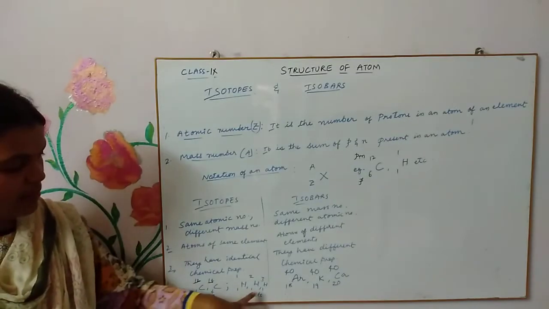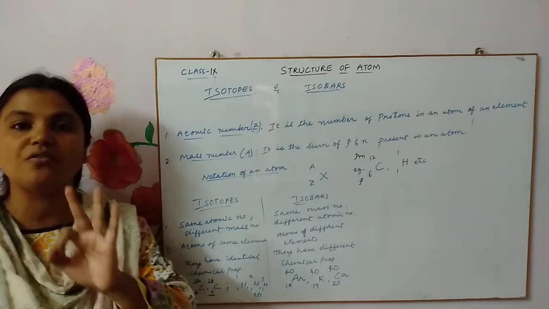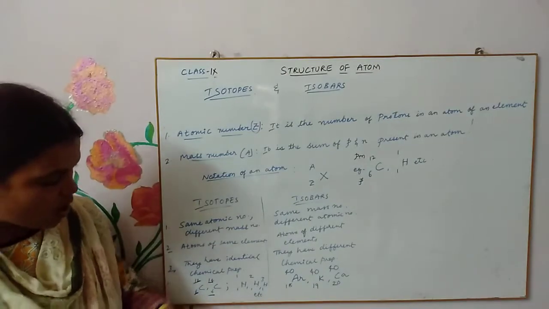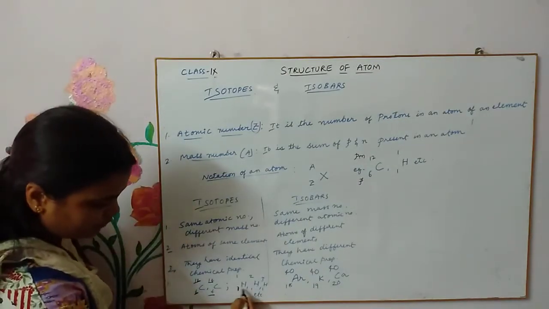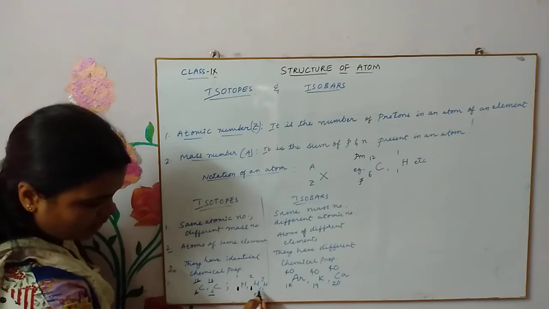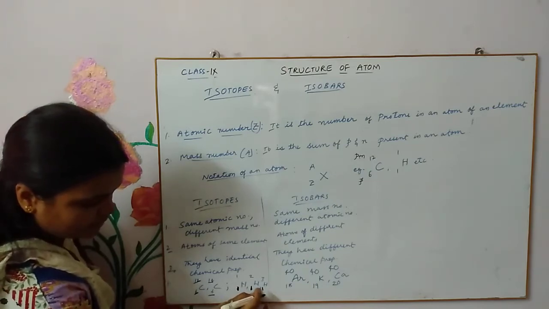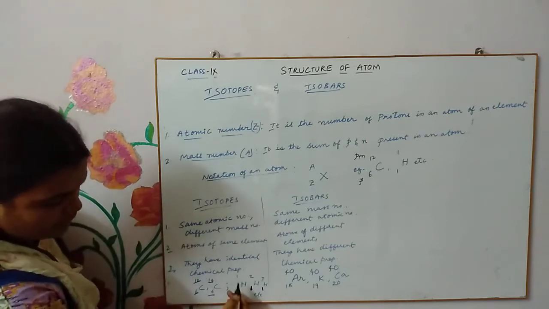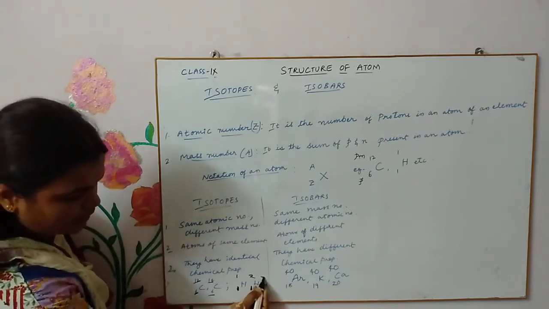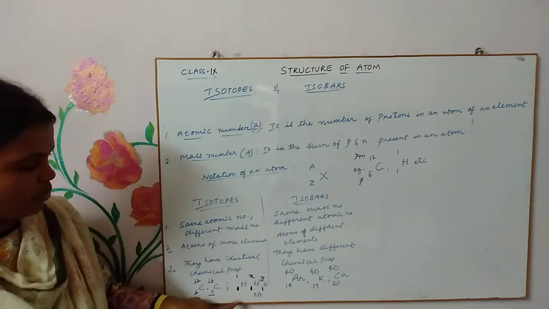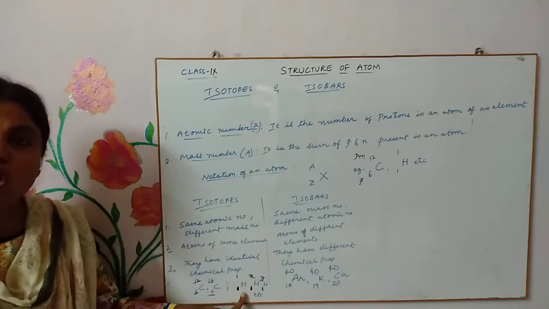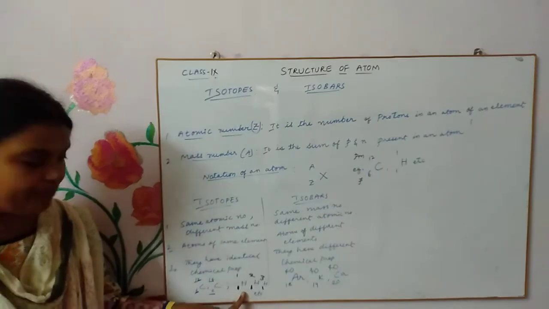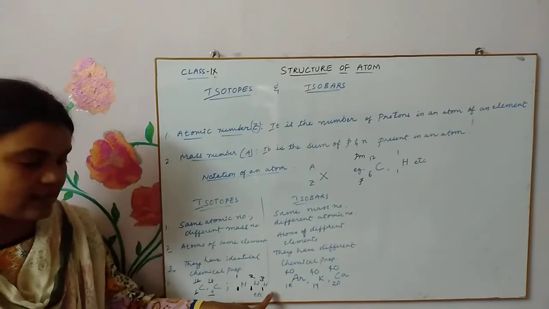Correct? In a similar manner, we have three isotopes of hydrogen also. Can you see? 1, 1 and 1. You can see the atomic numbers are the same, but the mass numbers are different. How many neutrons are present in each form? This is called the protium form. Protium. This is deuterium and this is tritium.